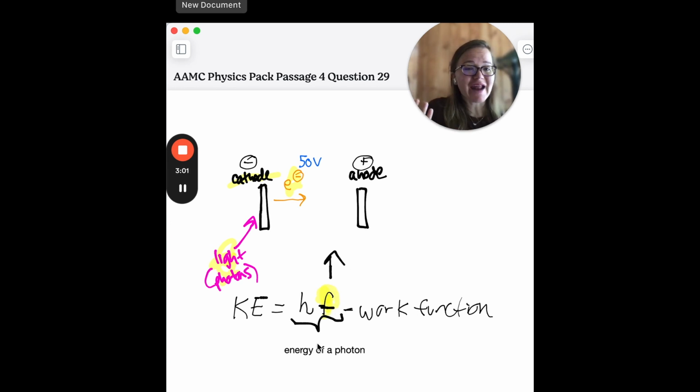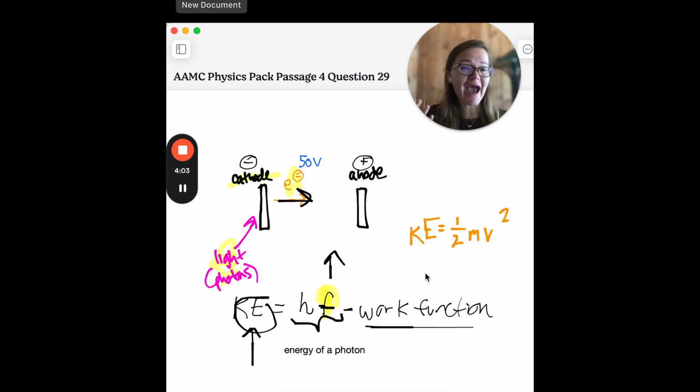Well, our photons are just going to have more energy. So after you subtract the work function from those photons, you're going to have more kinetic energy left over to propel those electrons towards that anode. And remember, what's our formula for kinetic energy? 1/2 mass times velocity squared. So if we have more kinetic energy left over, if that kinetic energy increased, then the velocity of our electrons moving towards the anode must have increased too. So therefore, our answer is going to be D. We're going to increase the speed of the ejected electrons.